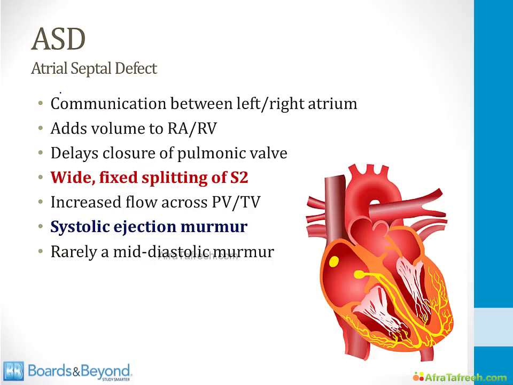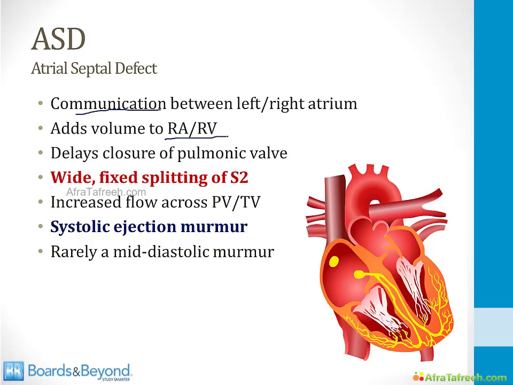Now let's talk about an atrial septal defect, or an ASD. This is a hole in the wall between the left and right atria, and it allows communication between those two chambers. And the major consequence of this hole is that it's going to add blood volume to the right side of the heart, including the right atrium and the right ventricle.